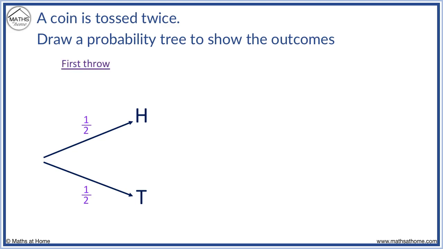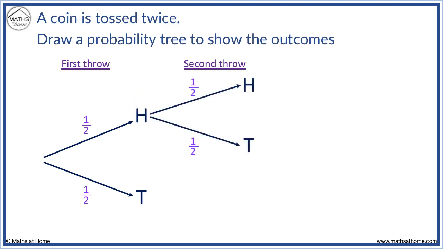We draw branches for the second throw of the coin at the ends of these branches. If we get a heads on the first throw, we can now get a heads or a tails when we throw the coin again. After getting tails on the first throw, we can then get heads or tails when we throw again.